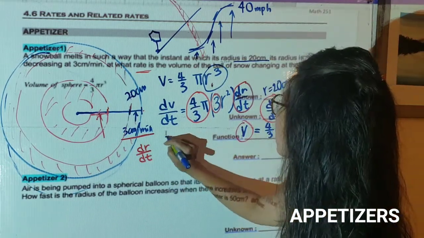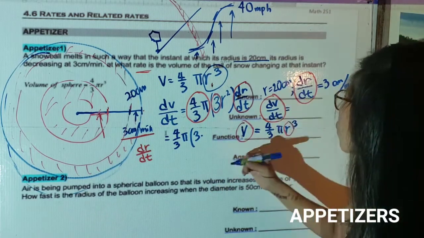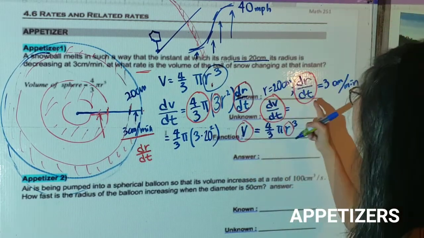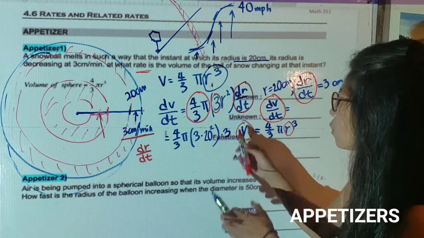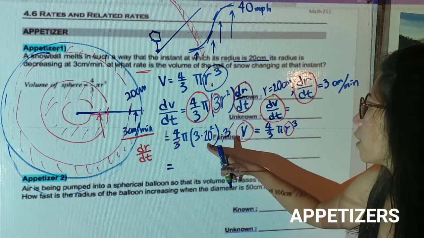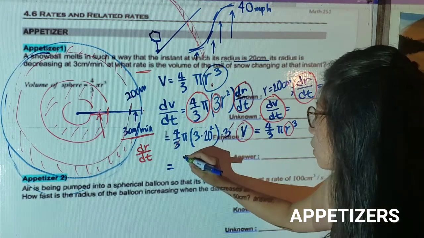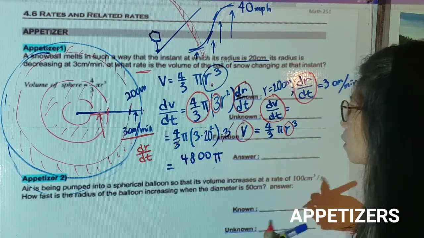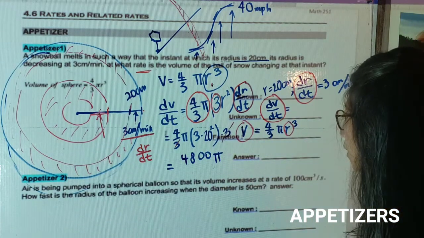Hopefully we have room to squeeze it all. 4 over 3 pi, 3 times, now r is 20 centimeters, so it's going to be 20 squared. And then dr/dt is 3. That's it. And then organize. Do you see I can reduce this together? So all the numbers that I have give 4800 pi. Let me double check. I think that's it.